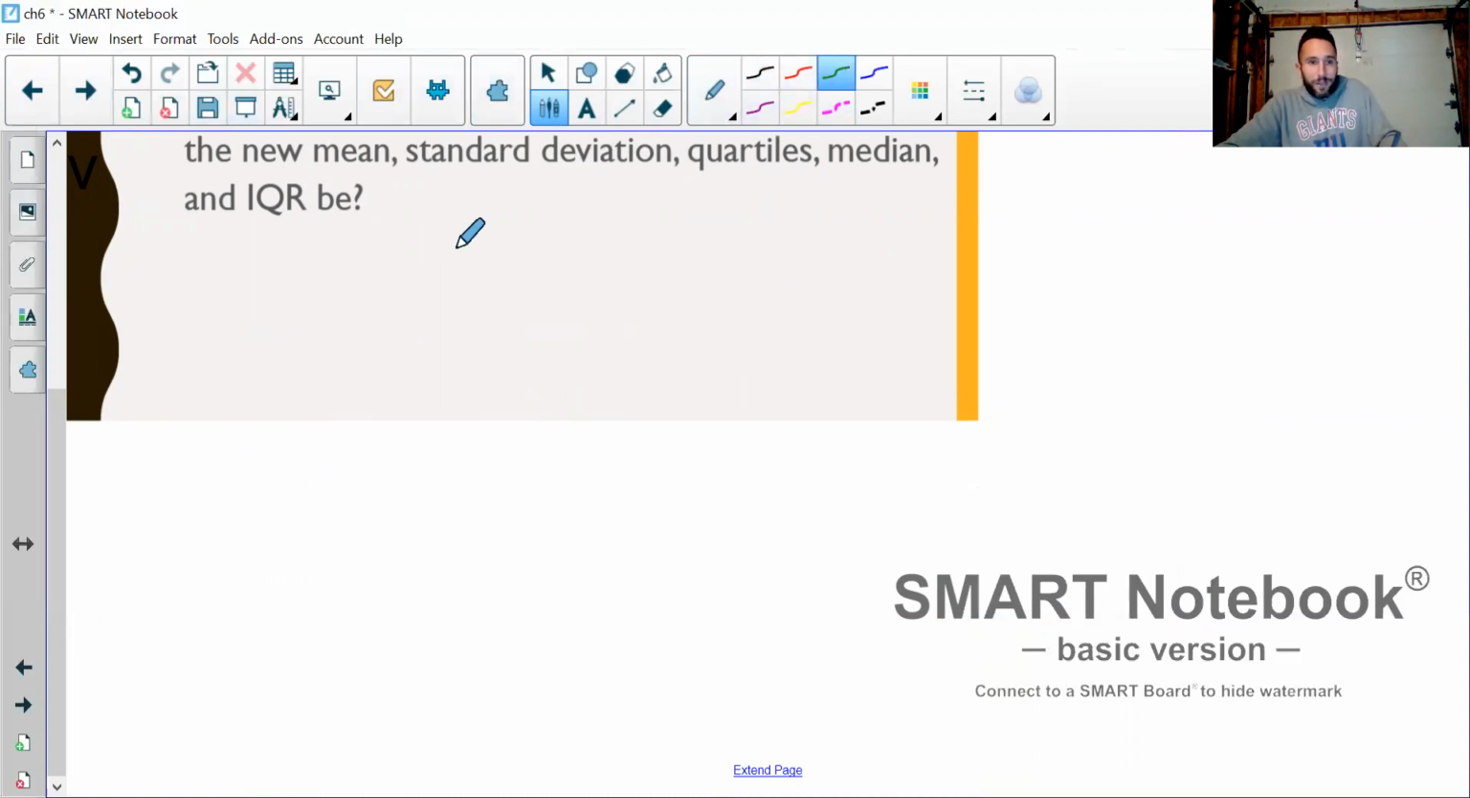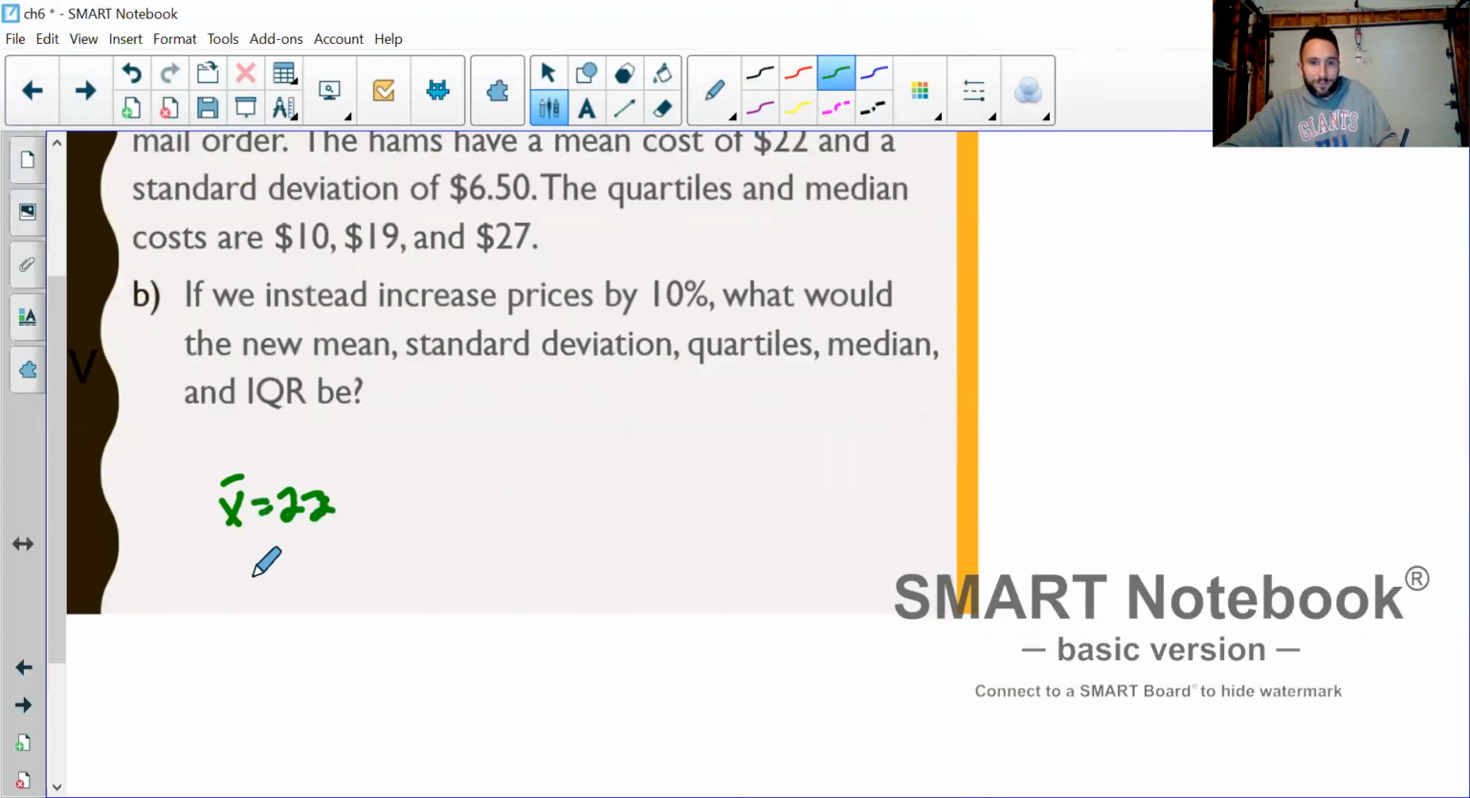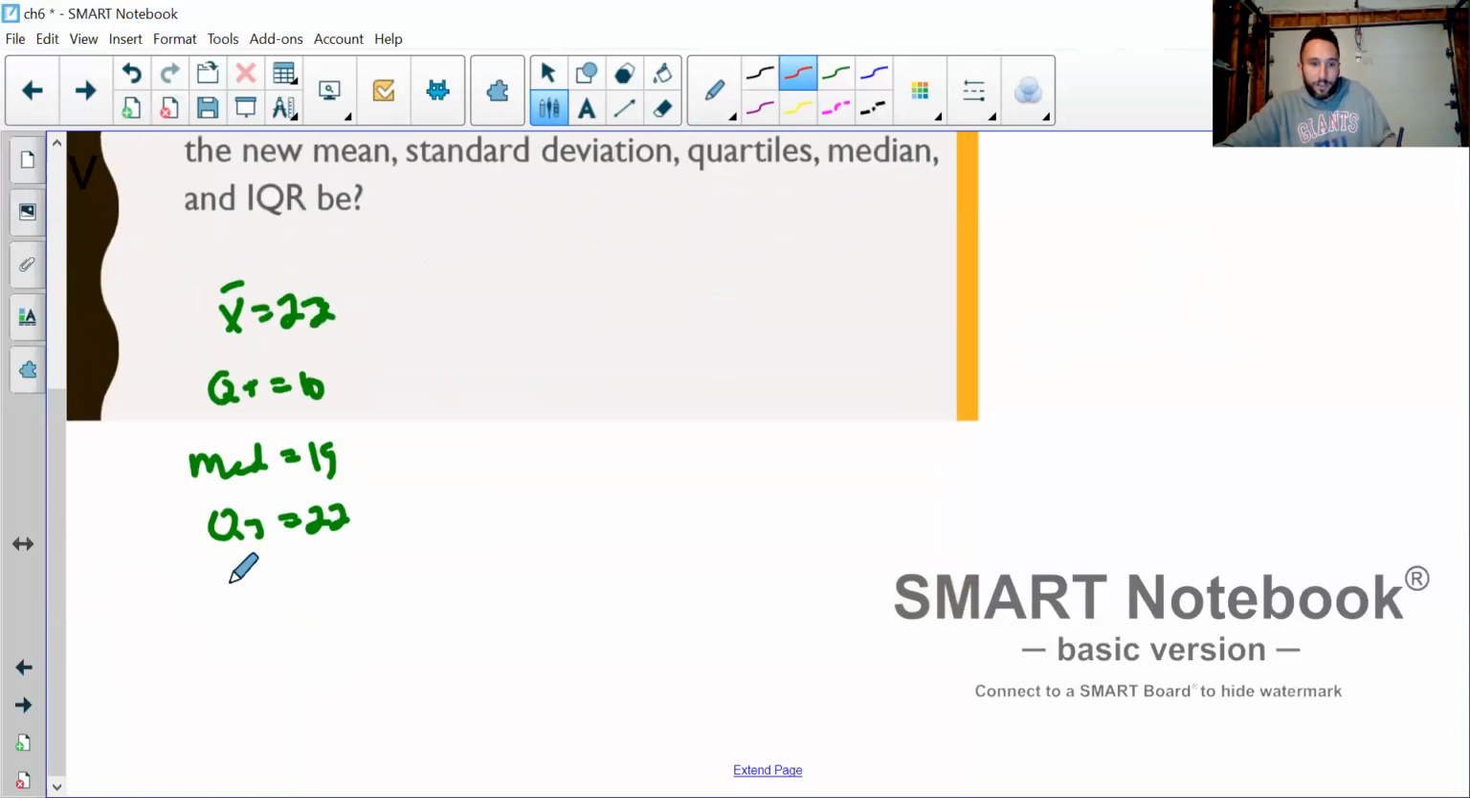I'm panicking. The mean was 22. Oh, they're all up here. I didn't have to do that. Q1 was 10. Median was 19. Q3, sorry, was 22. And then we've got our standard deviation and IQR. So standard deviation 650. IQR is 70.